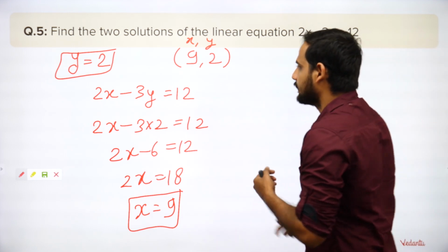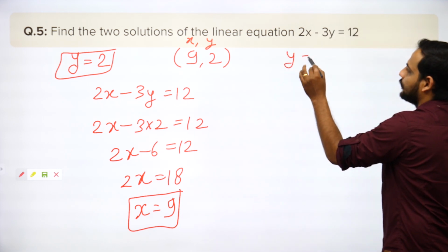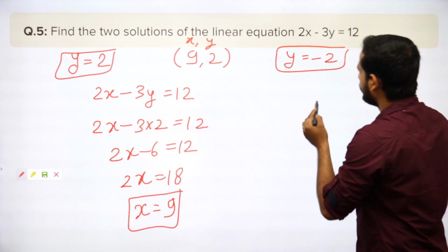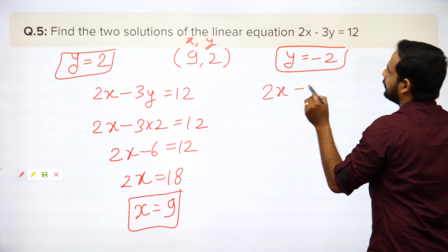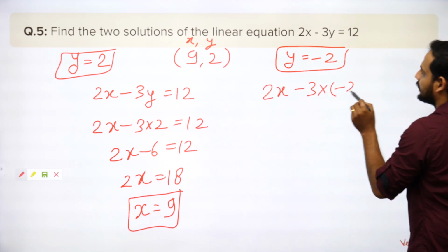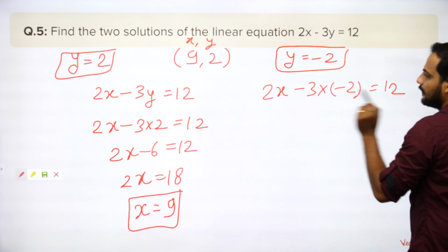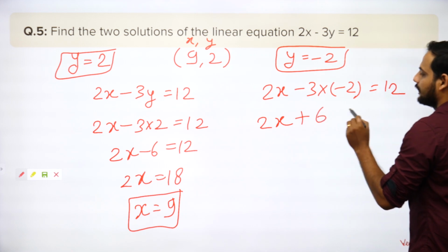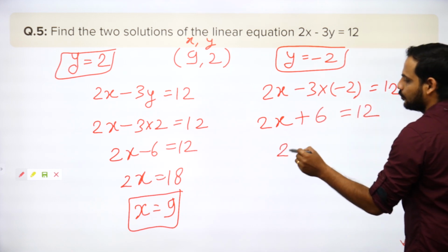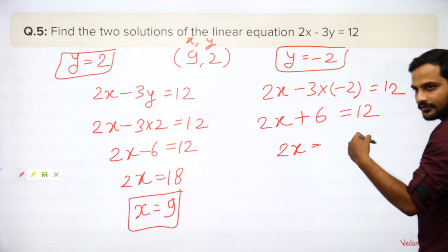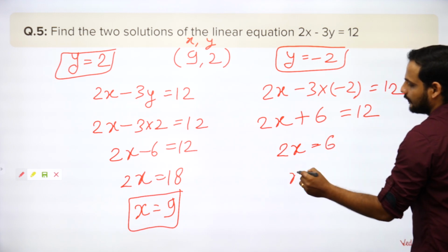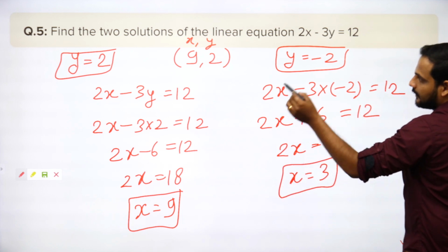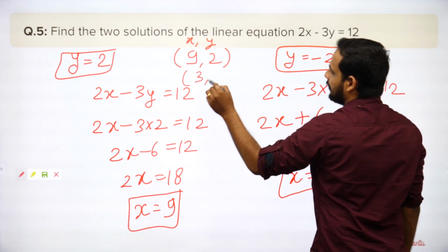Now let's look for any other value. Let us say I will put now y is equal to minus 2. When I put y is equal to minus 2, see what will be happening. 2x minus 3 into minus 2, minus into minus will become plus 6, is equal to 12. So 2x plus 6 shifted there will become minus 6. So you'll be getting 12 minus 6 is 6, so x is equal to 3. So you'll be getting the next solution as 3 comma minus 2.